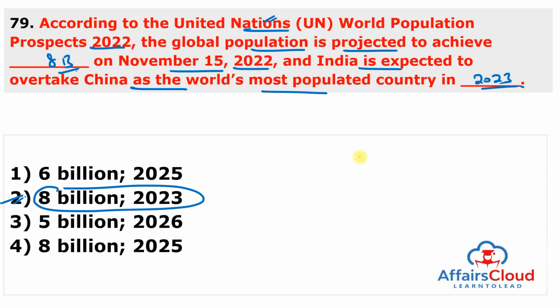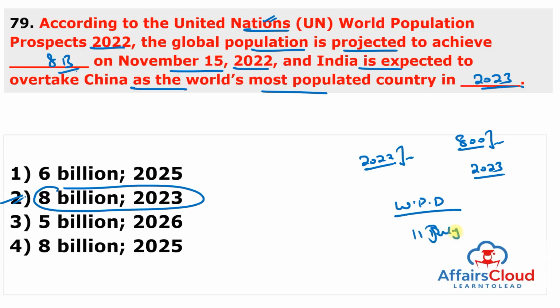So according to the United Nations World Population Prospects 2022, which is a summary of the results, the global population is projected to achieve 800 crore or 8 billion on 15th of November 2022, and India is expected to overtake China as the world's most populated country by the year 2023. And the World Population Prospects 2022 is published to commemorate World Population Day, which was celebrated on 11th of July 2022, which occurred in a year in which the world population welcomed the birth of its 8 billionth inhabitant.